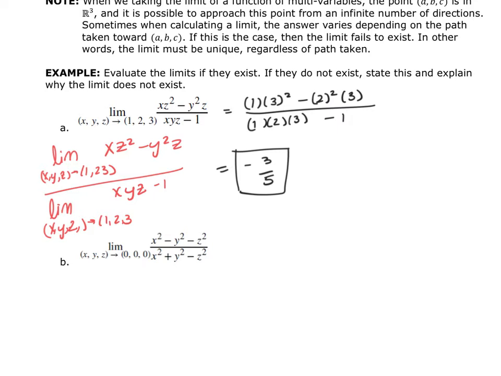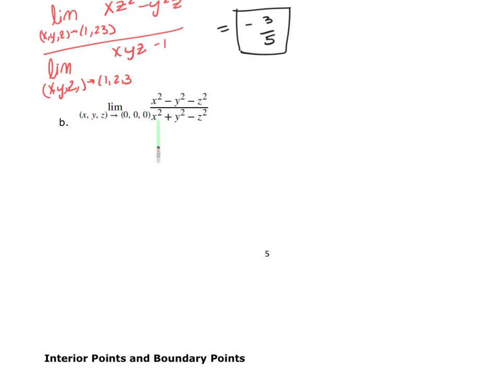Now, on B, however, this is where it gets a little interesting, in that I can't put 0 in, right? If I put 0 in, the denominator is 0 plus 0, which is 0, minus 0, which is 0, and I have 0 over 0. We haven't learned any kind of L'Hopital shenanigans for this. So what we're going to do is approach 0 from different directions. Let's approach 0 using the z-axis, which means my y is 0 and my x is 0.